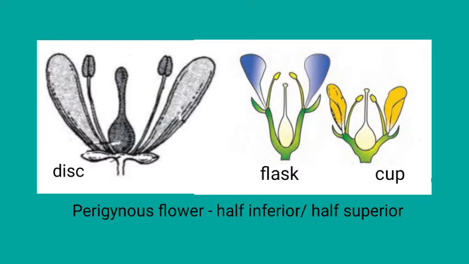Let's check the diagrammatic representation of all three types of perigynous flowers with half inferior or half superior ovary. The very first diagram represents disc-shaped perigynous flower. The second one represents flask-shaped perigynous flowers, and the third one represents cup-shaped perigynous flower with half inferior or half superior ovary. For better understanding, you check these diagrams carefully.